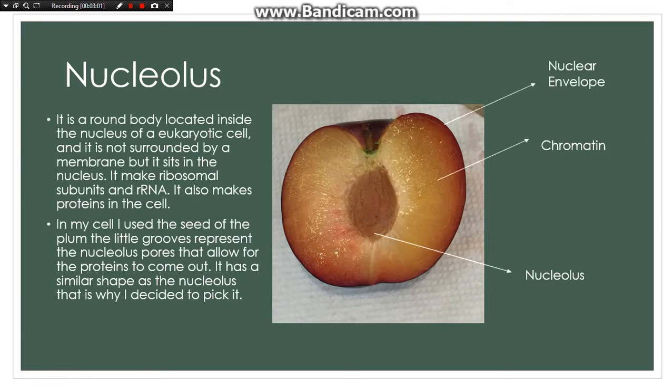So in my cell, you can see that I used the seed of the plum. There are little grooves in it, like here and here, that represent the nucleolus pores that allow for the protein to come in and out. It has a similar round shape as a nucleolus. That's why I decided to pick it.